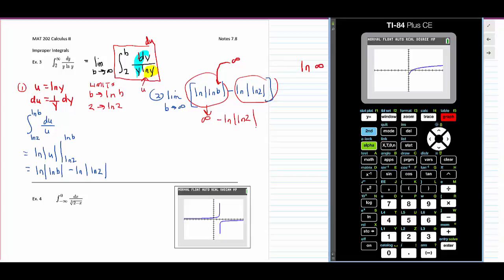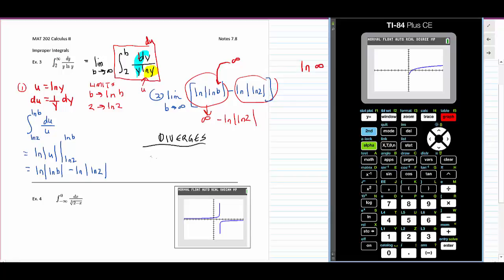If that happens, we say that this diverges. All of the improper integrals we've done so far have converged. That means they went to a definitive answer. That's what convergence means. Divergence means it did not go to a definitive answer. It went to infinity, so the area under that curve did not converge to some precise amount.